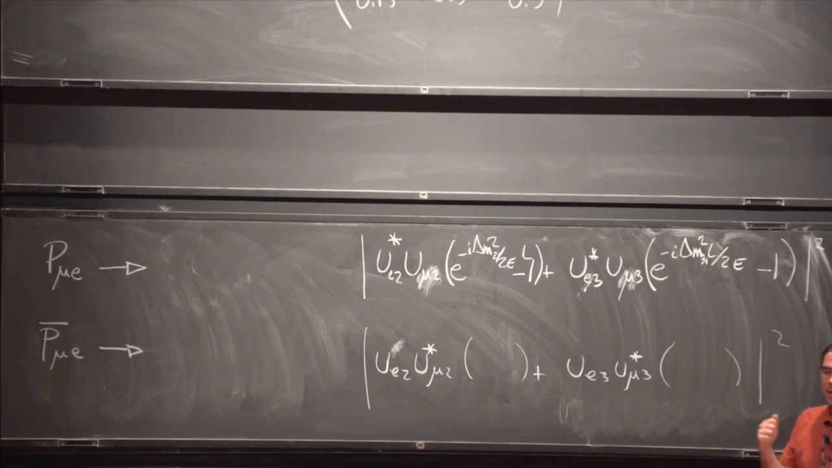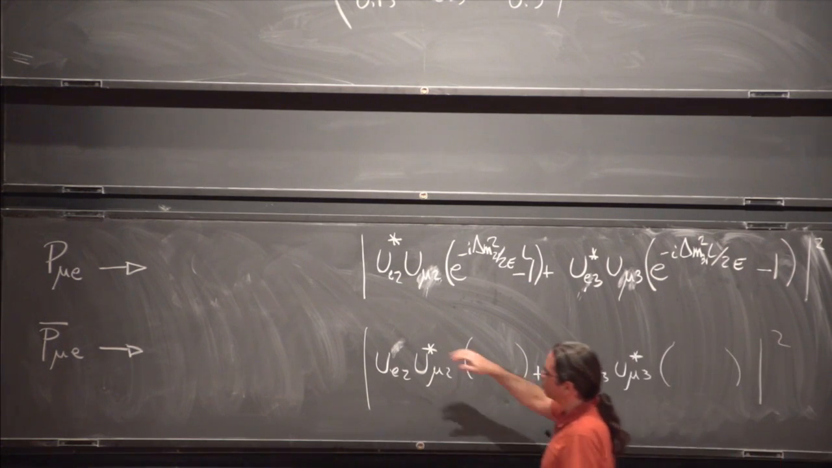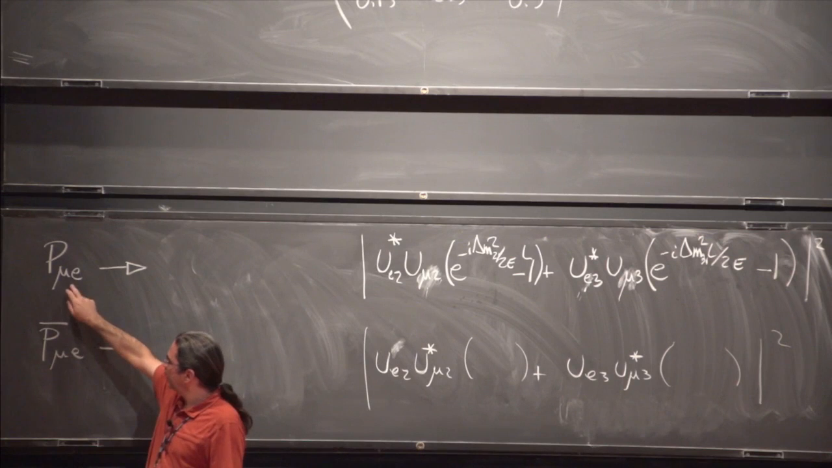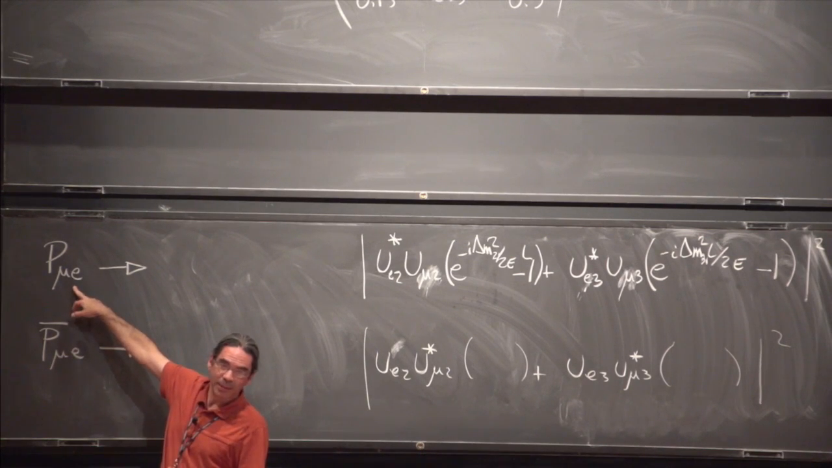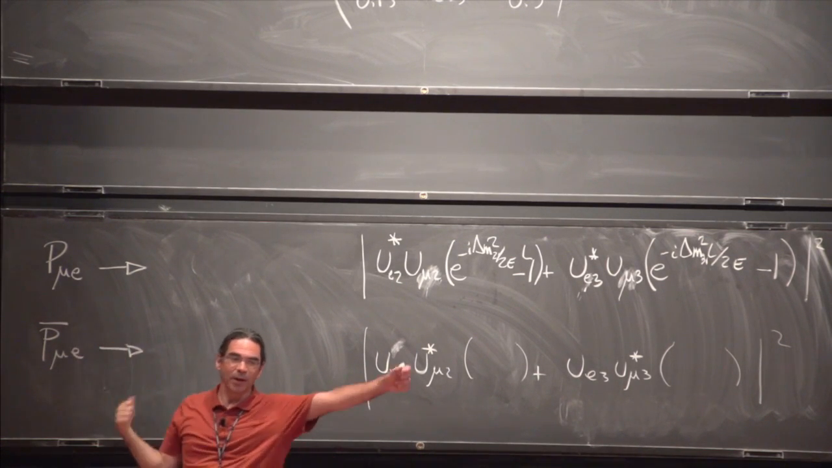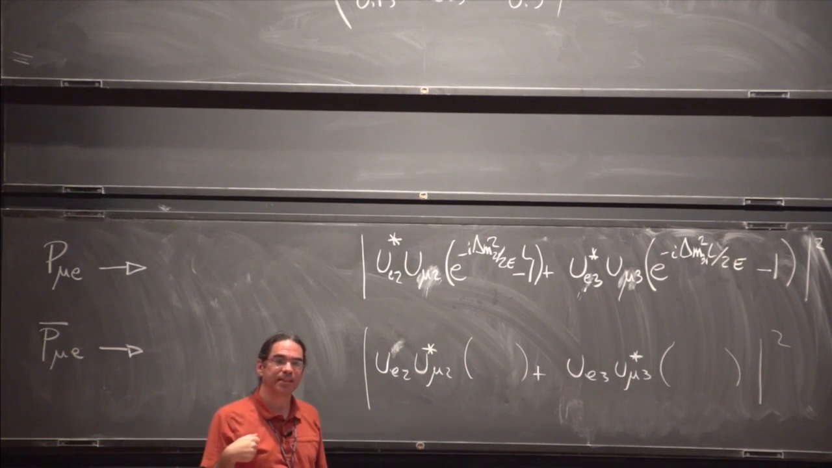Okay? So this gives you all of the conditions that you need in order to measure CP violation, and it tells you that you need to look for an appearance probability, and this is the most fruitful one that we can think of, and you need a very long baseline experiment so that you can see this.